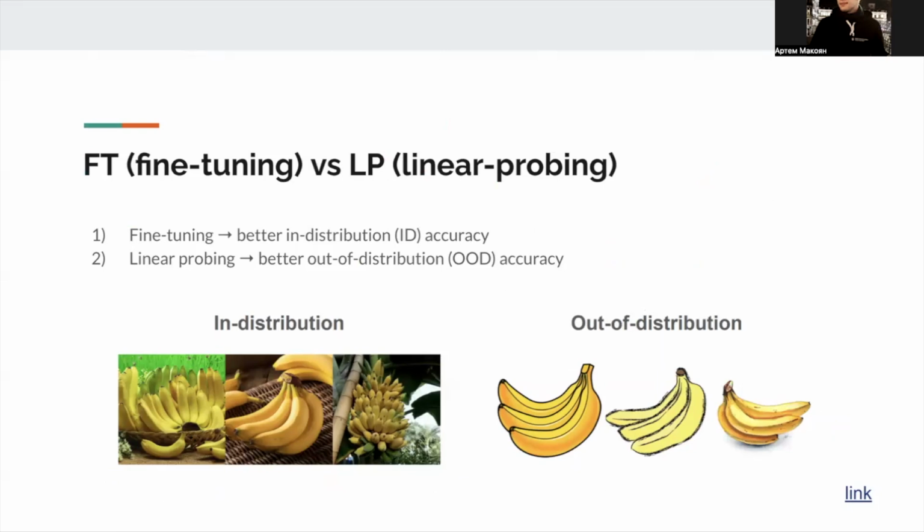First, let's talk about the difference between in-distribution and out-of-distribution data. It's not a very strict definition, but you can say that in-distribution data is data from the same distribution as the pre-training, and out-of-distribution is another domain, similar to the pre-training data but from another domain. For example, if during pre-training your 1 million images were about bananas, you can see them on the left.